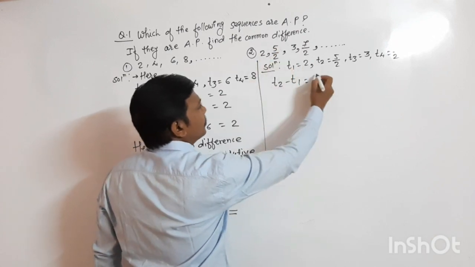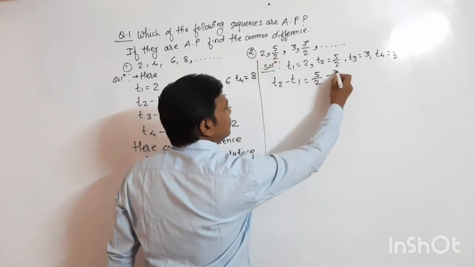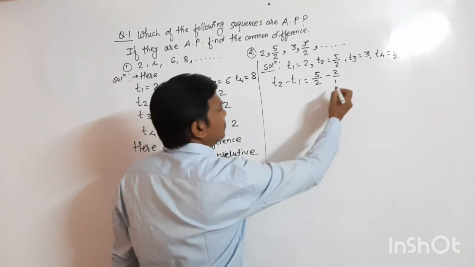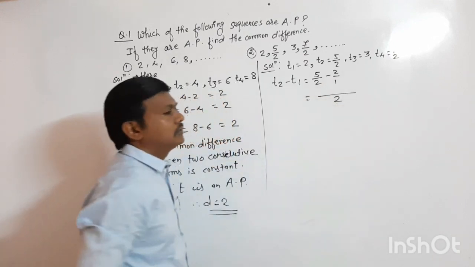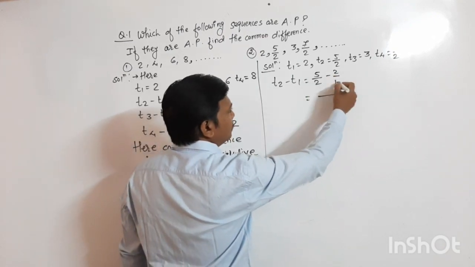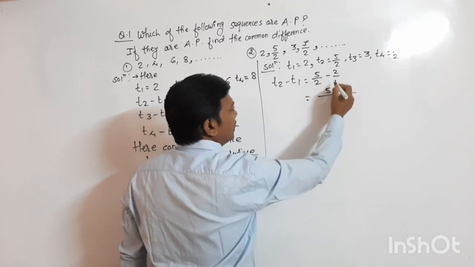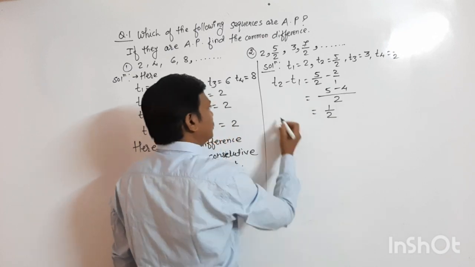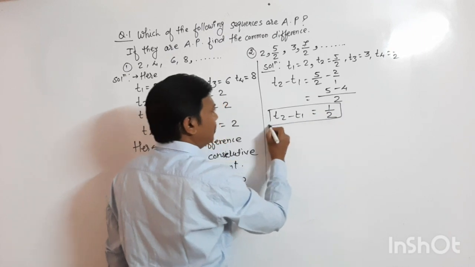That is second term 5 upon 2 minus first term, take here 1, and you know how to solve if denominator is not equal. So we write 2, that is the common multiple, and when you do cross multiplication, 5 into 1, that is 5, and 2 twos are 4. So it is 1 upon 2. So first, T2 minus T1 is 1 upon 2.